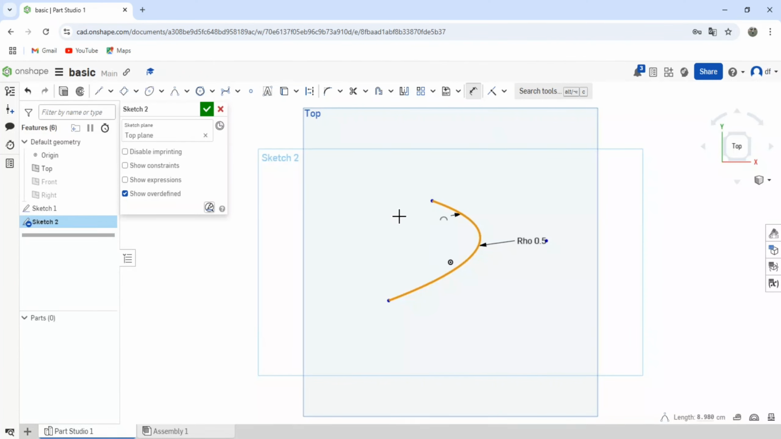And for the conic arc, we can determine its length by pressing it and choosing to determine the type of conic as follows.